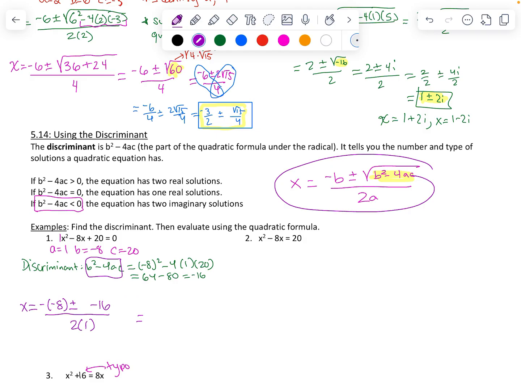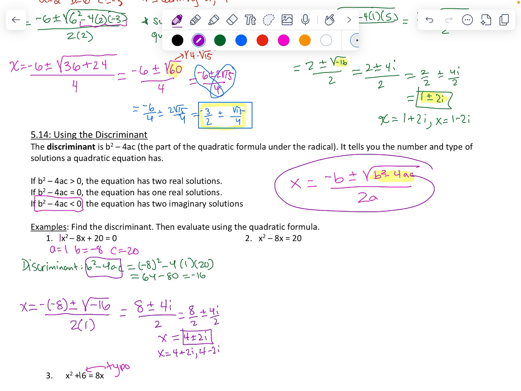So when I continue, I do end up getting positive 8, minus minus becomes a plus, or minus 4i all over 2. I do need to split this up so that I can simplify. So I get 8 over 2 plus or minus 4i over 2, which gives me 4 plus or minus 2i. You are free to write your answer like that, or if it makes you feel more comfortable, you can write it as x equals 4 plus 2i and 4 minus 2i.